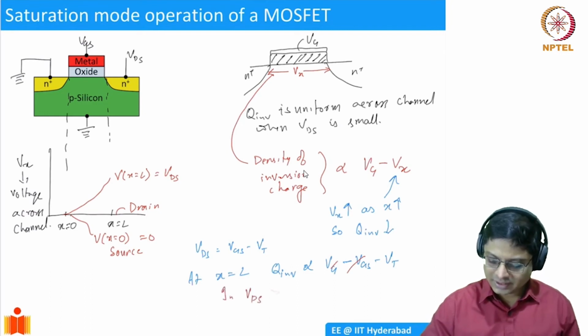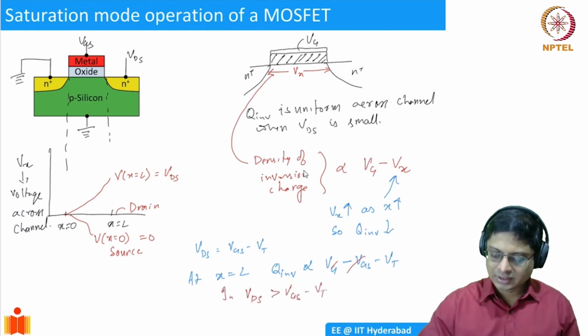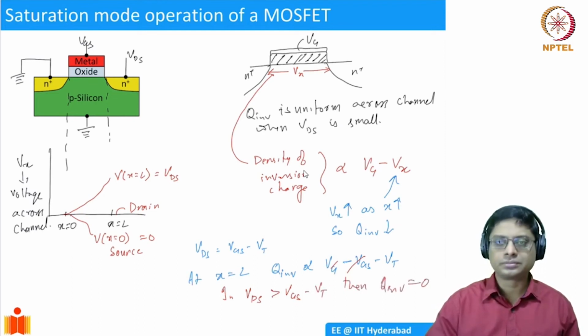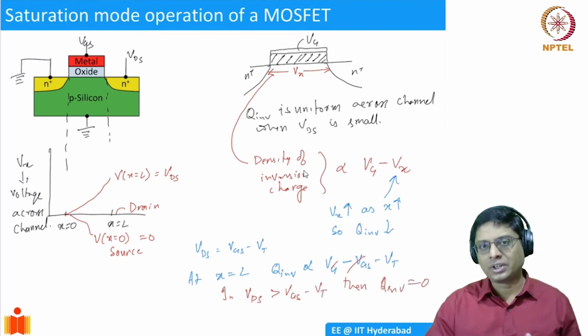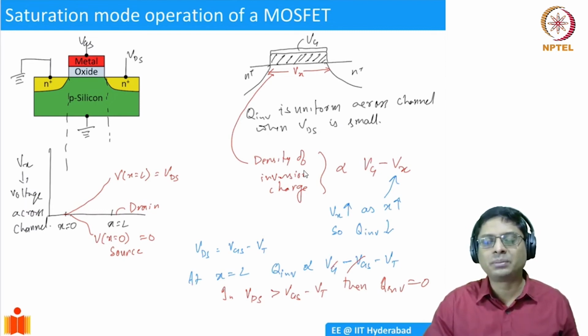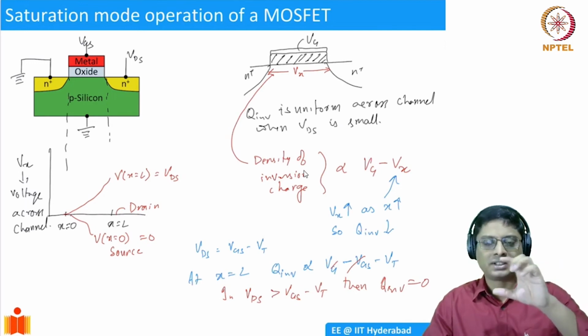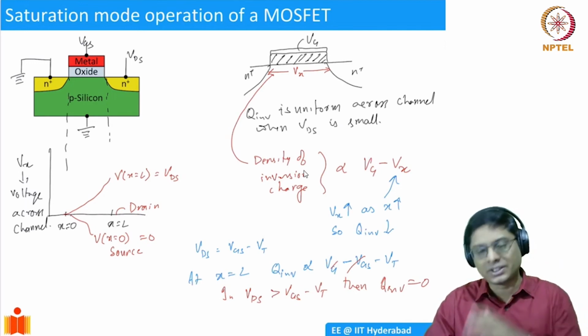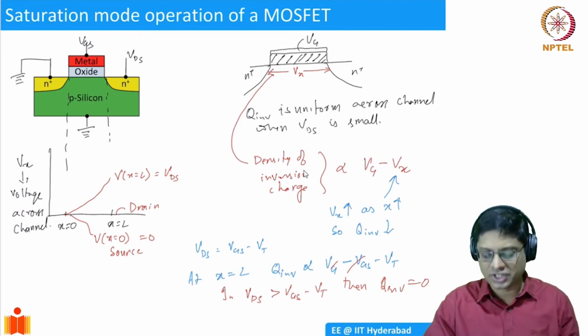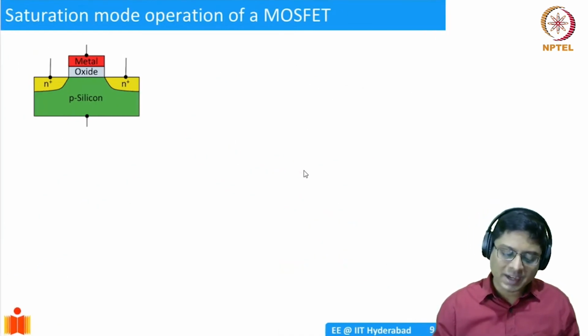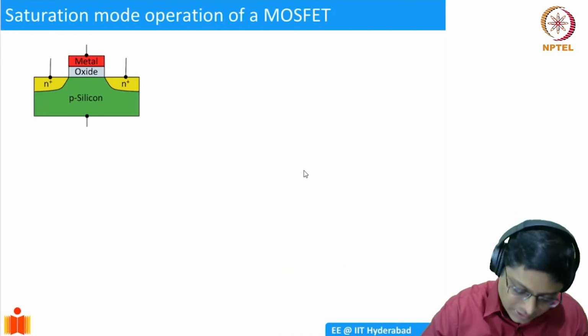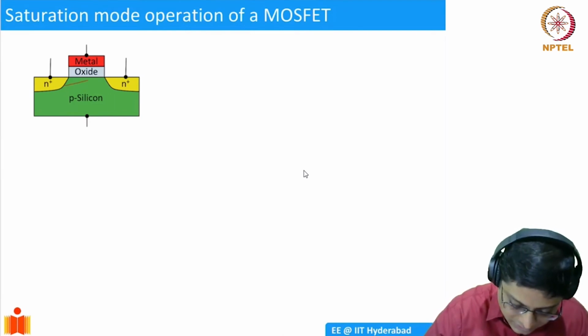If VDS is greater than VGS minus VT, then Q inversion is equal to 0. Because the threshold is where you have Q inversion, but below threshold there is nothing, right? So essentially the effective gate voltage becomes less than VT, and so there is no inversion charge. This I can schematically illustrate by drawing a structure, with an inversion charge which is like this.